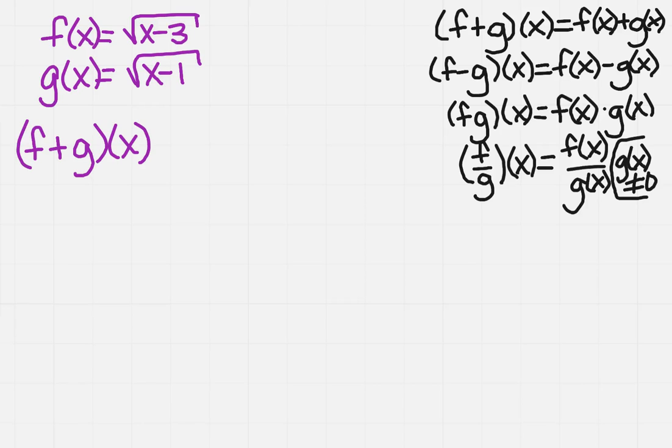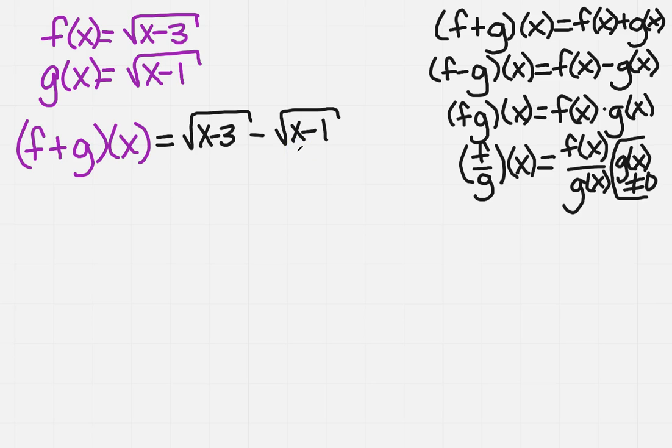So what happens when we need to add two functions that both have radicals? Well, it's actually pretty straightforward. We're just going to rewrite it so that we're adding them together. So I've got the square root of x minus 3 plus the square root of x minus 1. Well, that's great. But now I have to figure out what my domain is. So I need to find the domain by figuring out what can't happen underneath each one of these radicals.